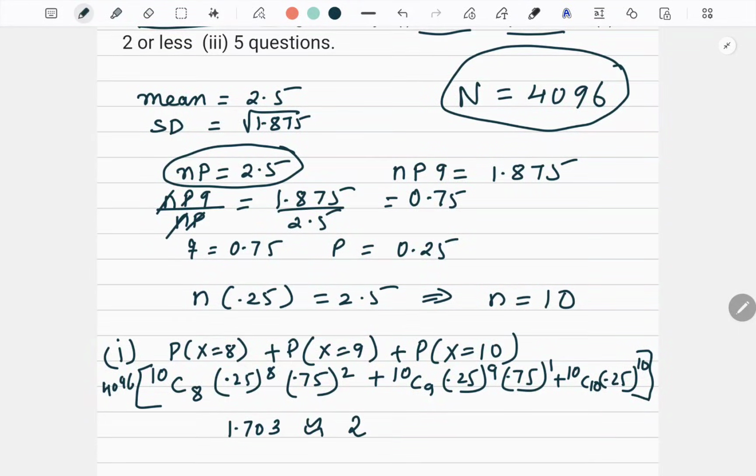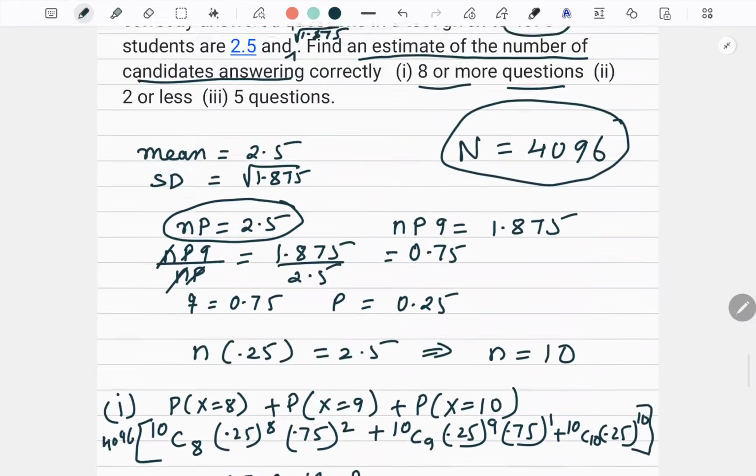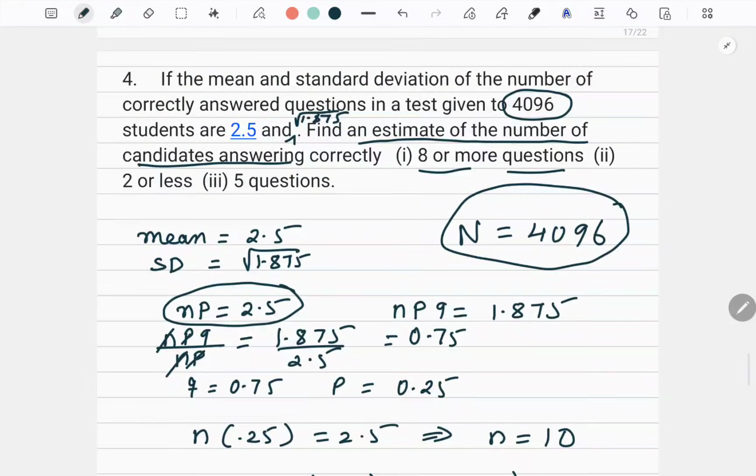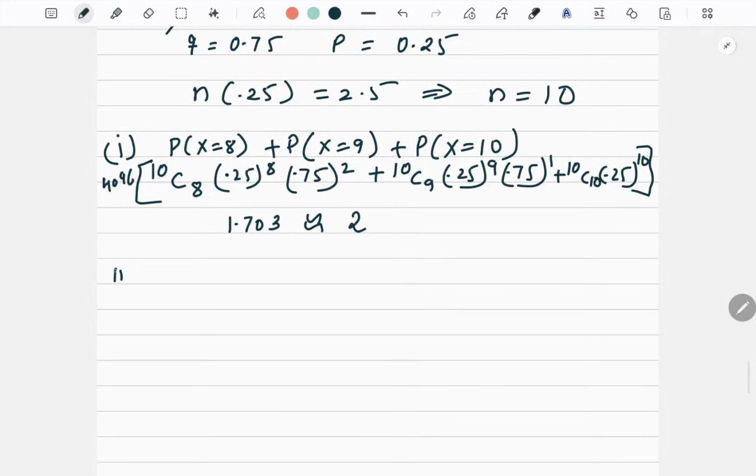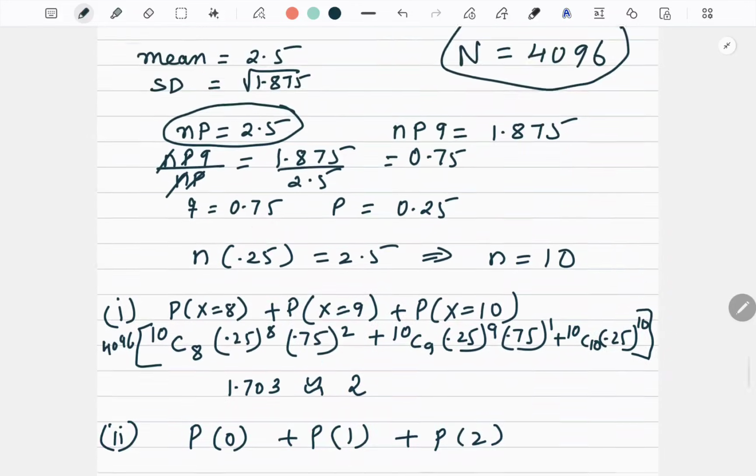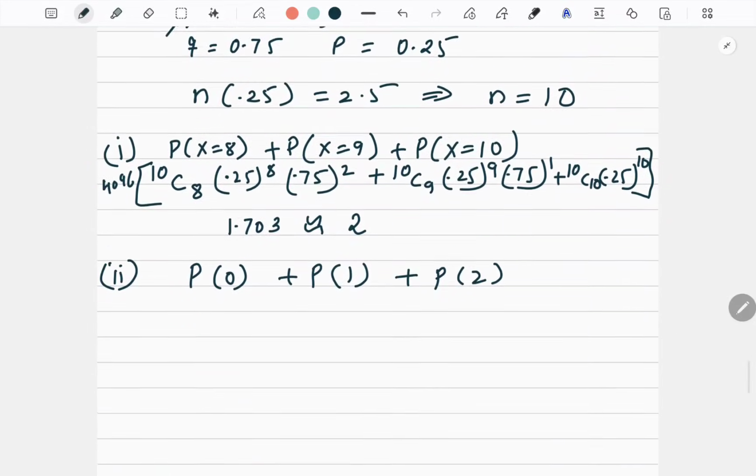Since it is number of candidates, it cannot be a decimal. Right? It cannot be a decimal. Right? So now next question. What is the next thing they are asking? 2 or less. 2 or less means what? Probability of 0 plus probability of 1 plus probability of 2. Okay, because they said 2 or less.